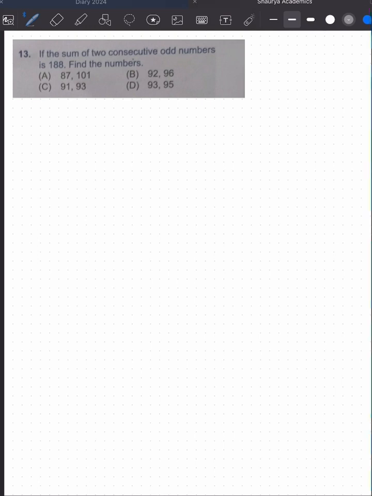Then B, 92 and 96. So 96 is an even number, so this cannot be the answer. So A is ruled out, B is ruled out. Option C, 91 and 93, yes, they are consecutive odd, but their sum is 184, so C cannot be the answer. So D has to be the answer, but let's check. 93 and 95, yes, consecutive and odd, and their total is 188. So D is the correct answer. Let's move on to the next one.